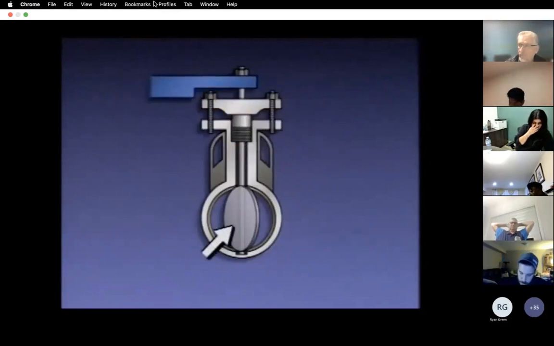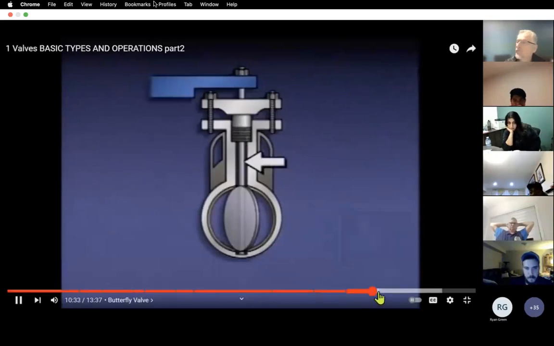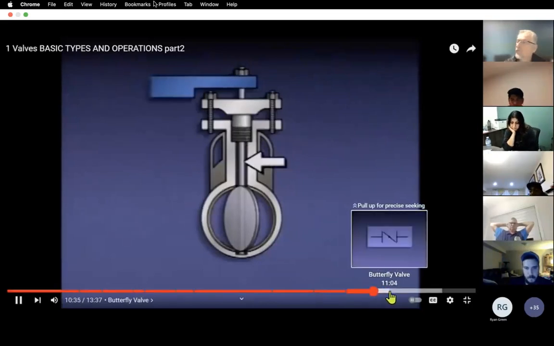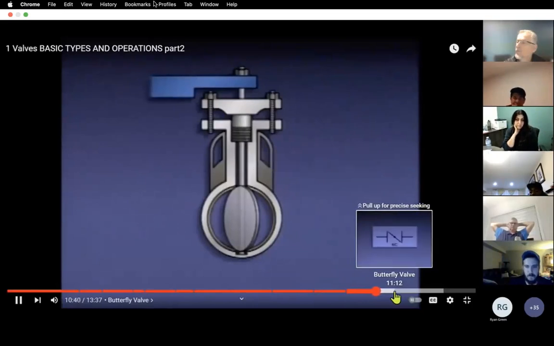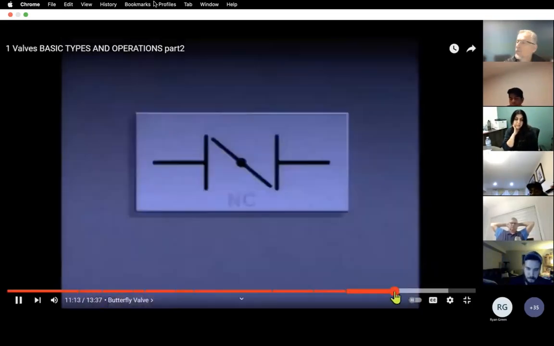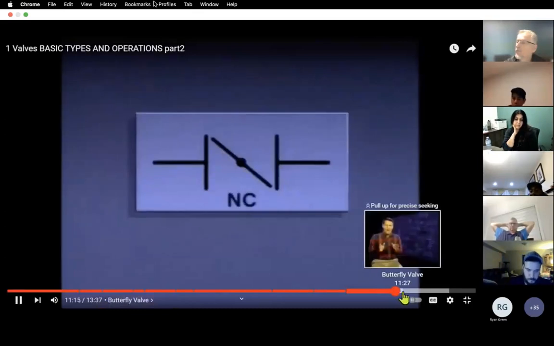The disc of the butterfly valve is just slightly smaller in diameter than the inside of the piping in which the valve is installed. The disc is also relatively thin and offers little obstruction to flow when the valve is fully open. The disc is attached to the stem. The stem is used to rotate the disc when the handle is moved. The flow rate through the valve is adjusted by changing the angle of the disc. If the symbol has the letters NC beside it, then the valve is normally closed.